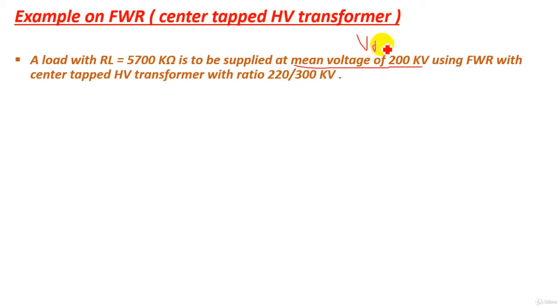The DC voltage of the full wave rectifier circuit should be 200 kilovolt. This DC high voltage is obtained using a full wave rectifier circuit with a center tapped high voltage transformer. This high voltage center tapped transformer has a voltage ratio of 220 over 300 kilovolt. Also, the supply frequency is 50 Hz.